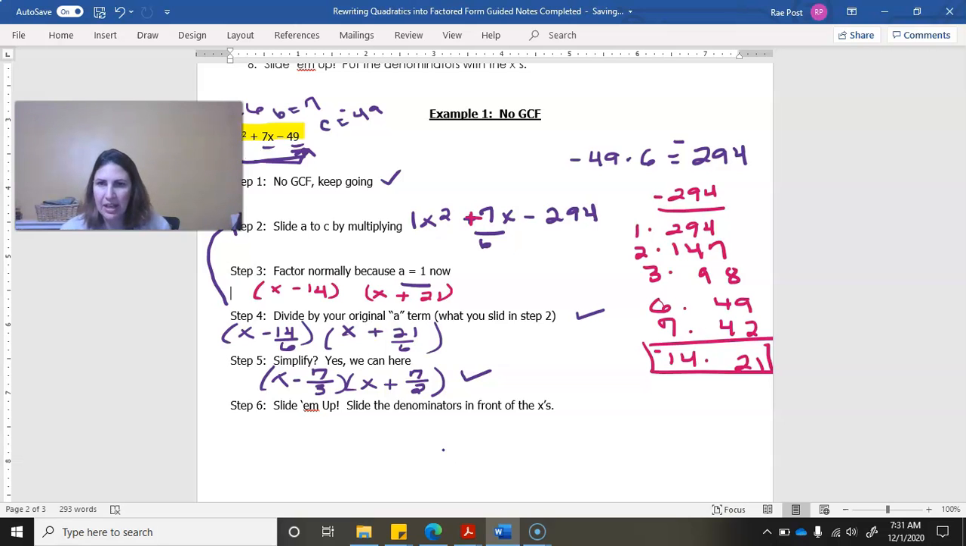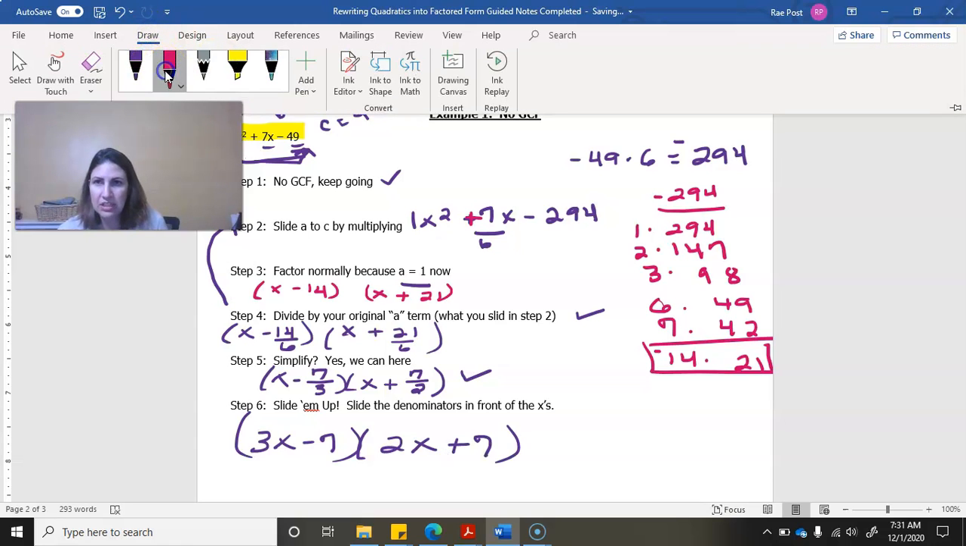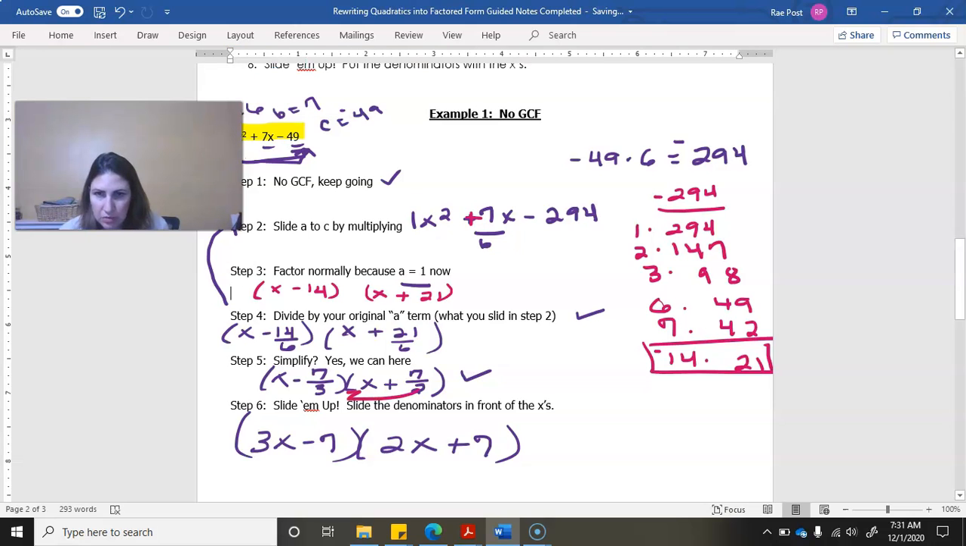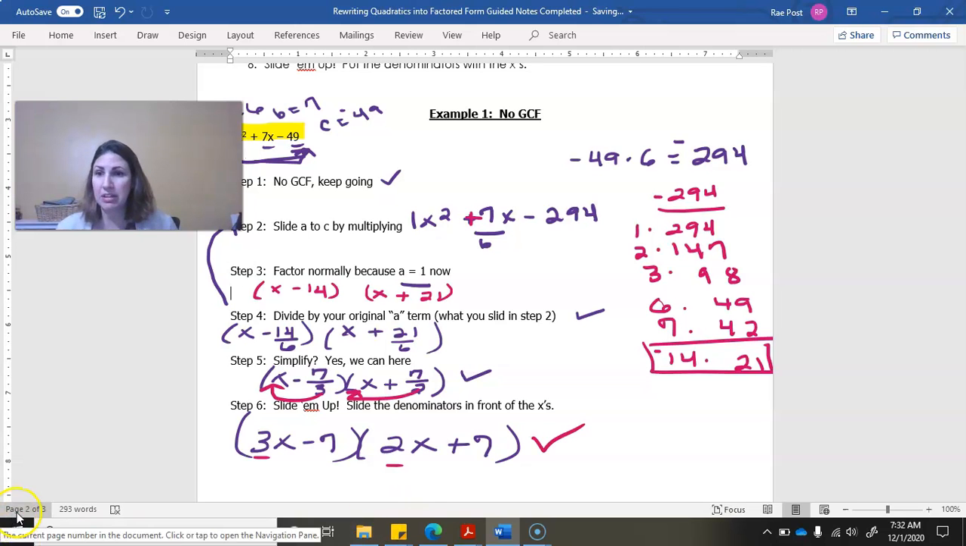That's why. All right, and lastly, it says slide them up. Slide the denominators in front of the x's. So now we're going to have 3x minus 7 and 2x plus 7 here. What did we do? We took the denominators, just like it said, and split them up. So we put the 2 right here and we put this 3 right here. That's how you always get those coefficients in the front. Had we not simplified in step 4, you would have had 6x minus 14 and 6x plus 21, and you would have needed to simplify here. So that's why we did that. So that is true factored form. Make sure you write all of these steps down into your notebook, okay?